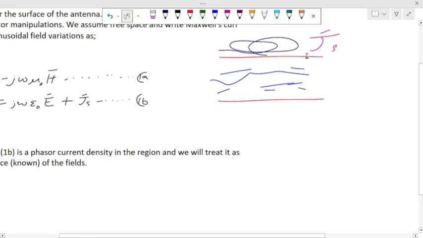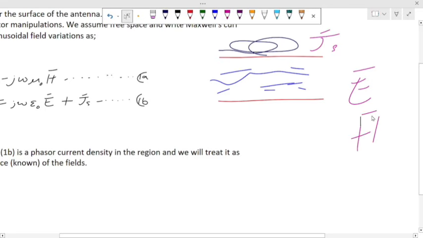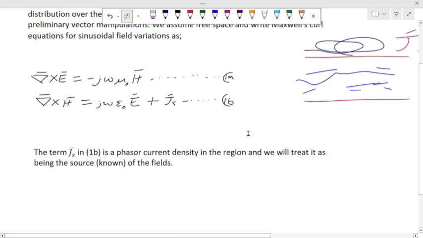So this generates the electric and the magnetic field, because it's alternating. So electric and magnetic fields are being generated, meaning this is the source of the fields. Both our electric field and our magnetic field are generated because of the existence of this, meaning this is the source of the fields.